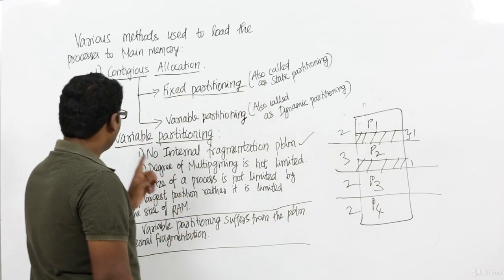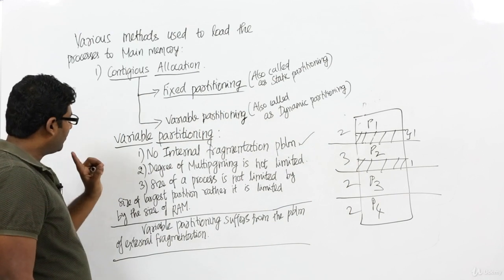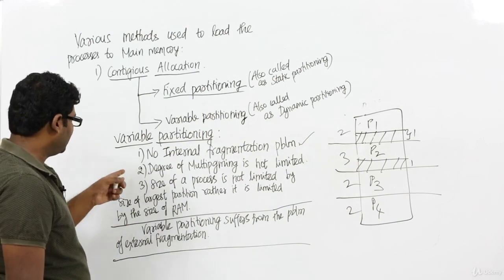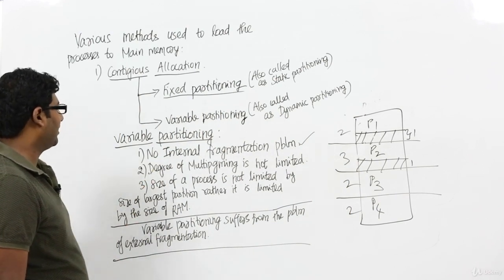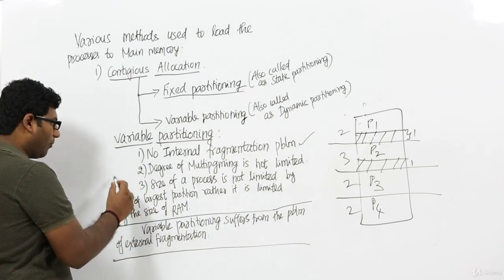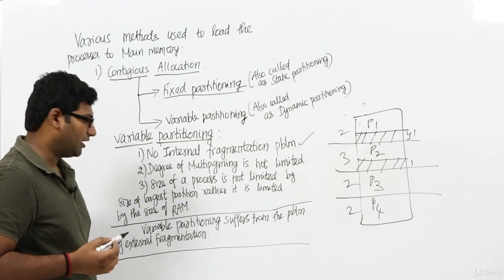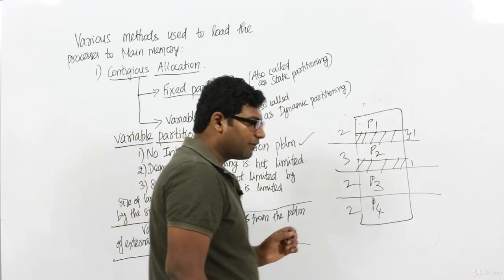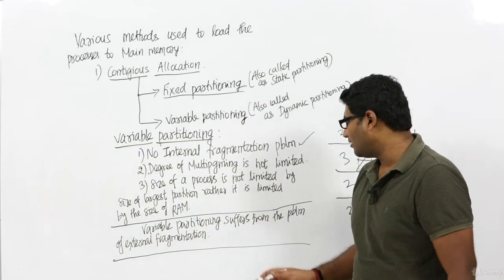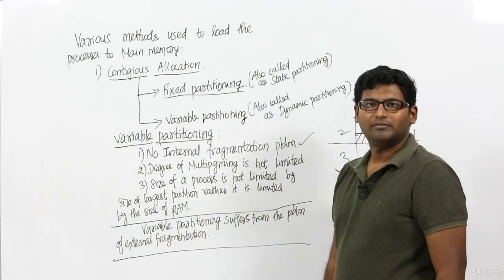So variable partitioning doesn't suffer from the internal fragmentation problem. It gets rid of these problems compared to fixed partitioning, but it introduces a new problem, which is nothing but external fragmentation. Okay, fine.